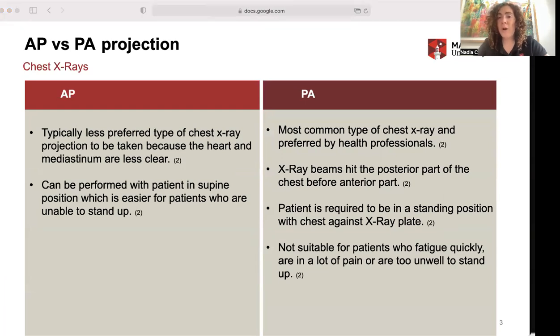The patient is required to stand up with their chest against an X-ray plate. This may not be suitable for patients who fatigue easily, who are in a lot of pain, or who are too unwell to stand up.